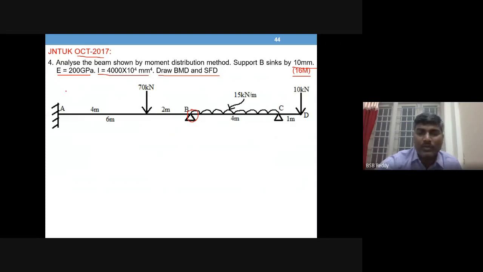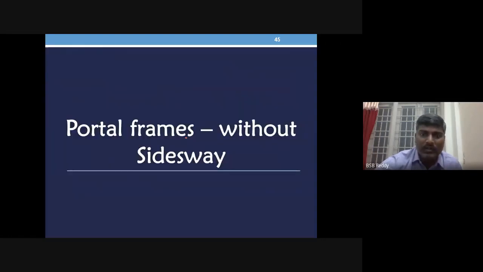As I said, support B is sinking by 10 mm. The rest you have to change is step 1 of the analysis, that means calculating fixed end moments. Then the remaining steps, like finding distribution factors and continuing the distribution process, are similar. Okay, we'll go for the next category.